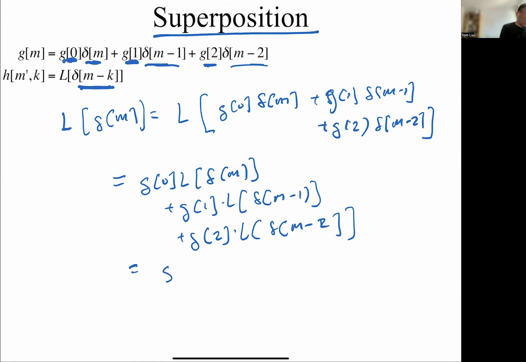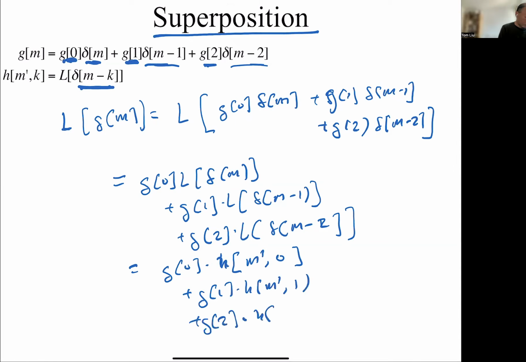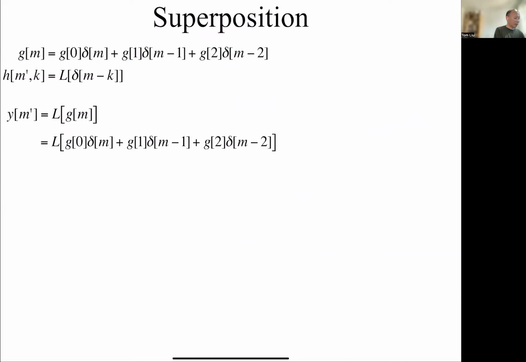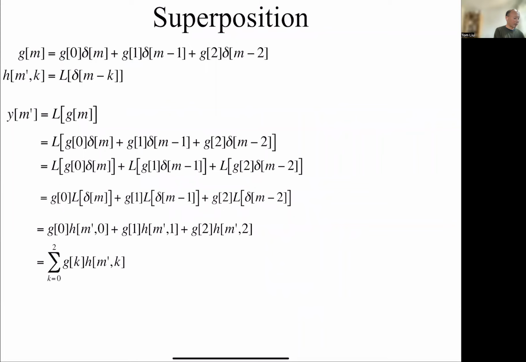Okay, and that's just g0 times h of m prime 0 plus g sub 1 times h of m prime 1 plus g sub 2 times h of m prime 2. All right. So that superposition is just a fairly straightforward application of linearity. And I've just written it basically in nicer form here.